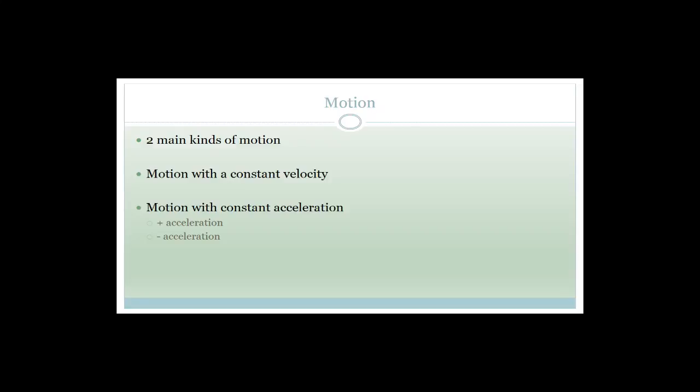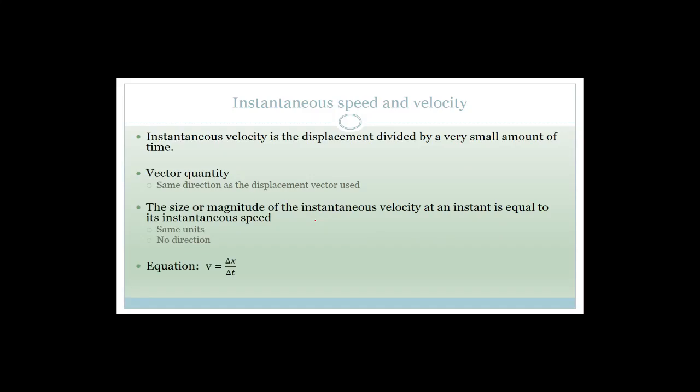Whereas if we have constant acceleration, it means that there is either positive acceleration or negative acceleration. In other words, we're either speeding up at a constant rate, or we are slowing down at a constant rate.